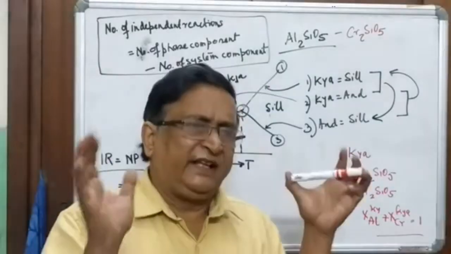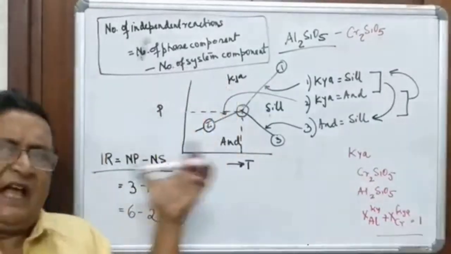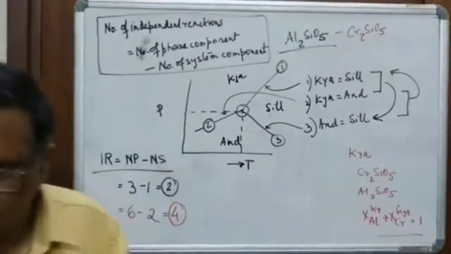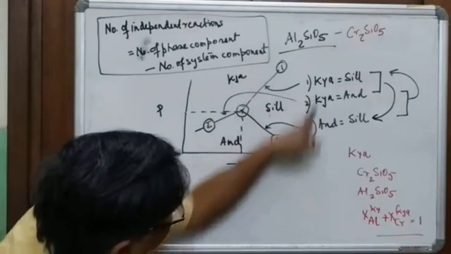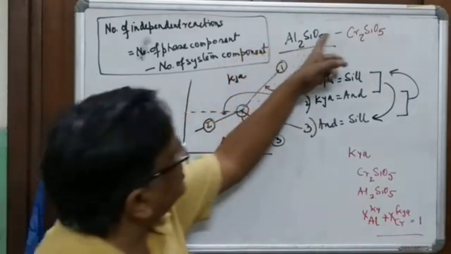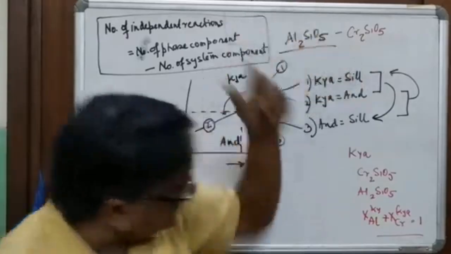Achha, let us do like this. Let's write all the reactions possible. What are the reactions possible? We know there are 3 of them already written here. Since this system you have extended, all these reactions are there. Yes or no?